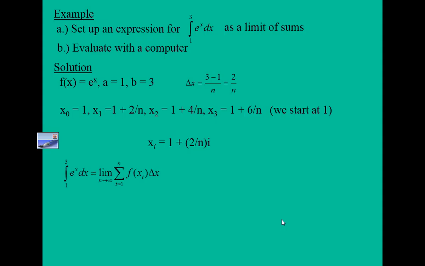Writing this as a Riemann sum, now plugging in our x sub i to our function and changing our delta x to 2 over n, pulling out the 2 over n in front. It's just a constant. It's not changing as i goes from 1 to n. And then using our function e to the x. So we're plugging our x sub i into the e to the x to get e raised to the 1 plus 2i over n power. Now if we evaluated that with a computer, we would get e cubed minus e.